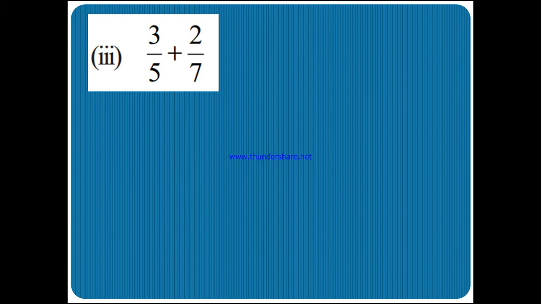It's very simple. How do you check whether the given fractions are like or unlike? By seeing the denominators. Just look at the denominators. Here the denominators are 5 and 7. The denominators are different, so they are unlike fractions. So you cannot add directly. So now we are going to find the LCM of 5 and 7.